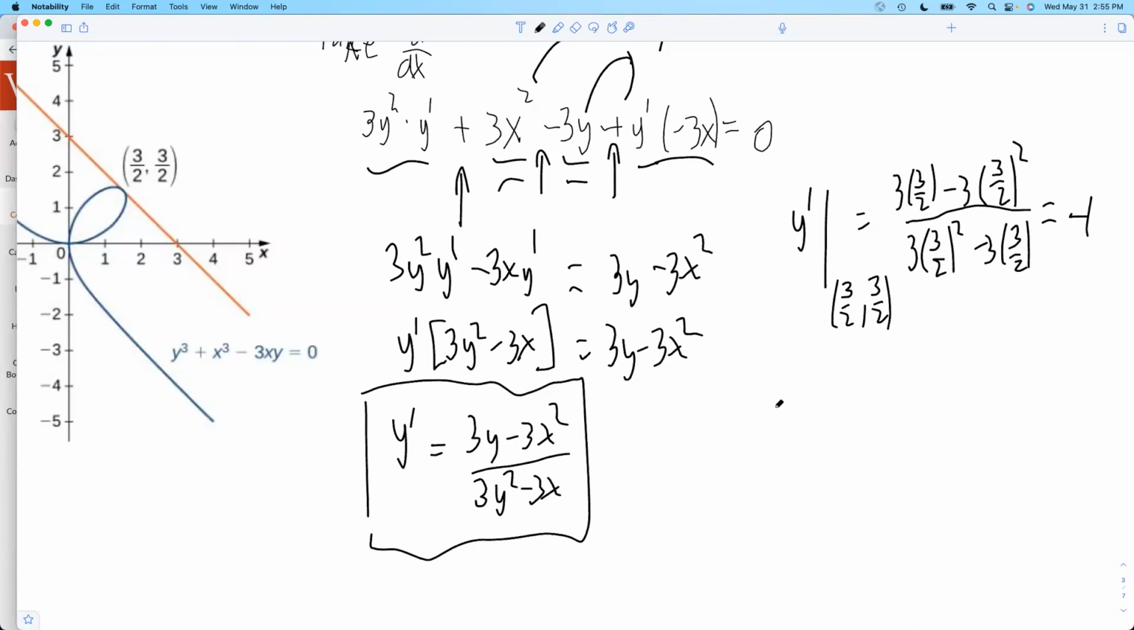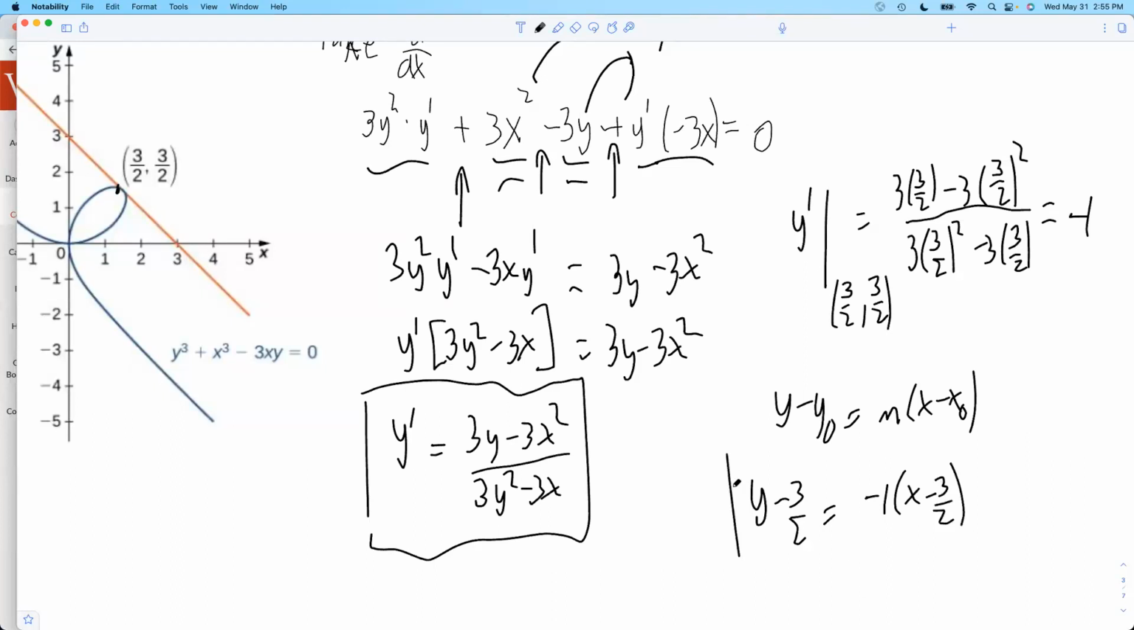Okay, so y minus y naught equals m times x minus x naught, where x naught, y naught is the point, that point right there. We get y minus 3/2 equals -1 times x minus 3/2. And maybe it cleans up, maybe it doesn't, don't really care.